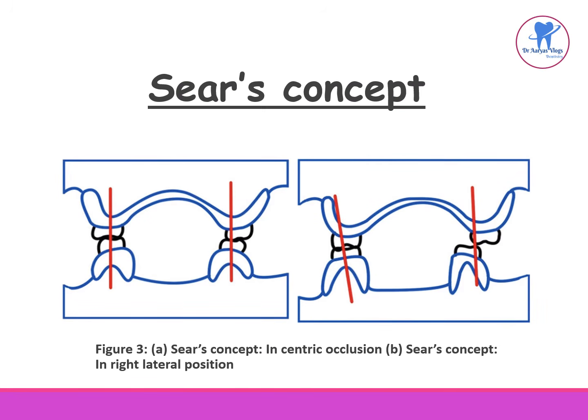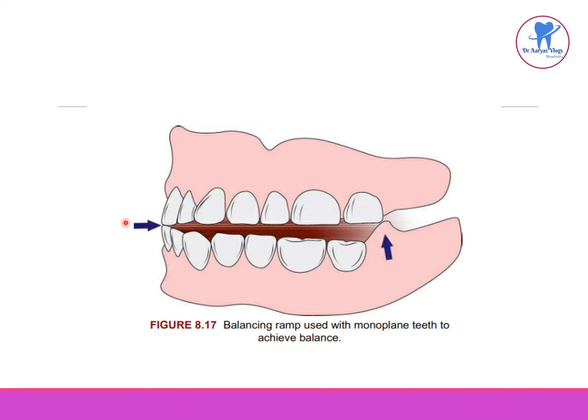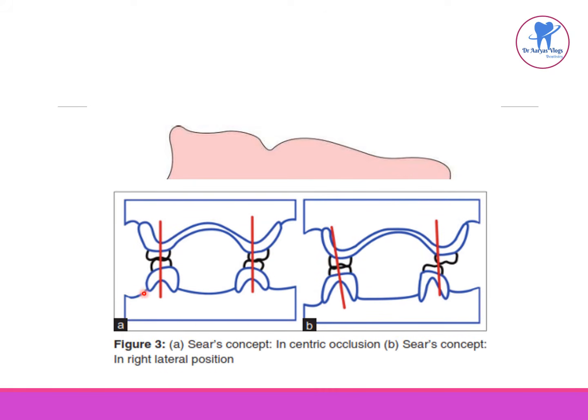Coming to the Sears concept, this is the Sears concept in centric occlusion, and here it is in the right lateral position. So he proposed the balanced occlusion for non-anatomical teeth using posterior balancing ramps or occlusal plane which curves anteroposteriorly and laterally. Here it is the balancing ramp which is used with the monoplane teeth to achieve balance. Okay. In the centric occlusion, the non-anatomic teeth will exert contact forces toward the ridges.